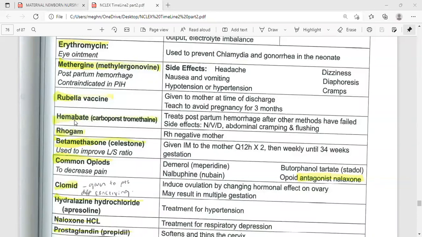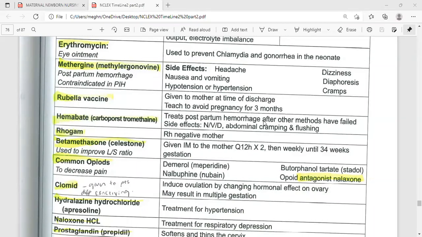This next medication here, Hemabate, or it is called carboprost. Carboprost we clinically use for postpartum hemorrhage, right? So we treat postpartum hemorrhage after other methods have failed. The common side effects are nausea, vomiting, and diarrhea. Sometimes patients complain about abdominal cramping or flushing. Some other causes include bronchospasm, dyspnea, and even pulmonary edema can develop.